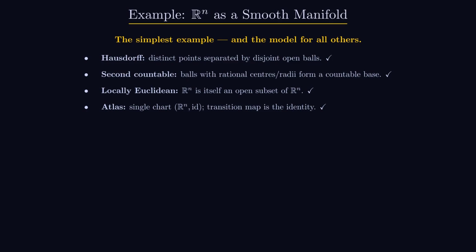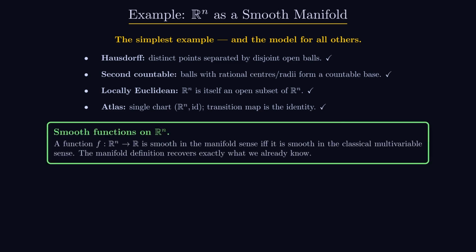Locally Euclidean: Rn is itself an open subset of Rn. Atlas: the single chart consisting of Rn with the identity map. The transition map is the identity itself. A function from Rn to R is smooth in the manifold sense if and only if it is smooth in the classical multivariable calculus sense. The abstract definition recovers exactly what we already know.